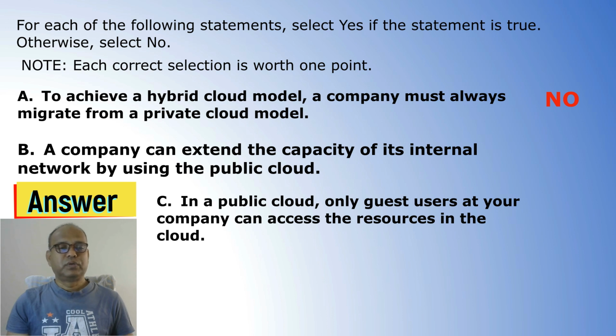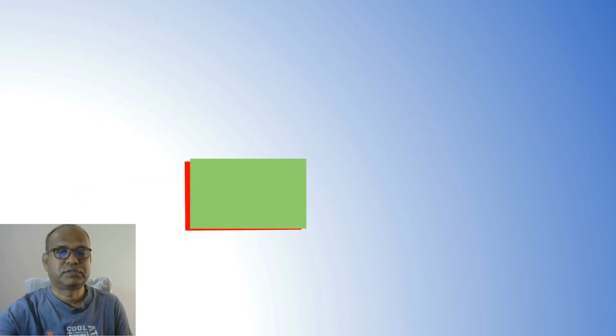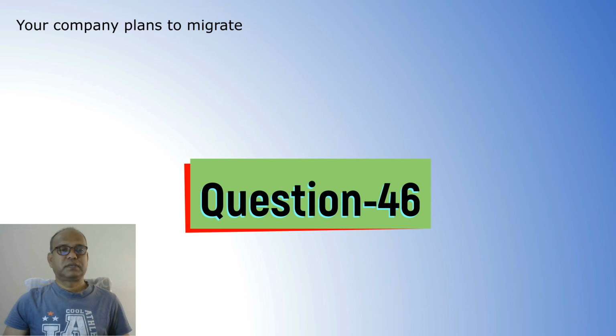In statement 2, it's possible to extend the capacity of an internal network by configuring a cloud environment. To implement it, you need to connect the on-premises network to the public cloud through a VPN. So this statement is true. In statement 3, only guest users can access cloud resources. This is false. You can give anyone with an account in Azure Active Directory access to the cloud resources. Next question. Question number 46.